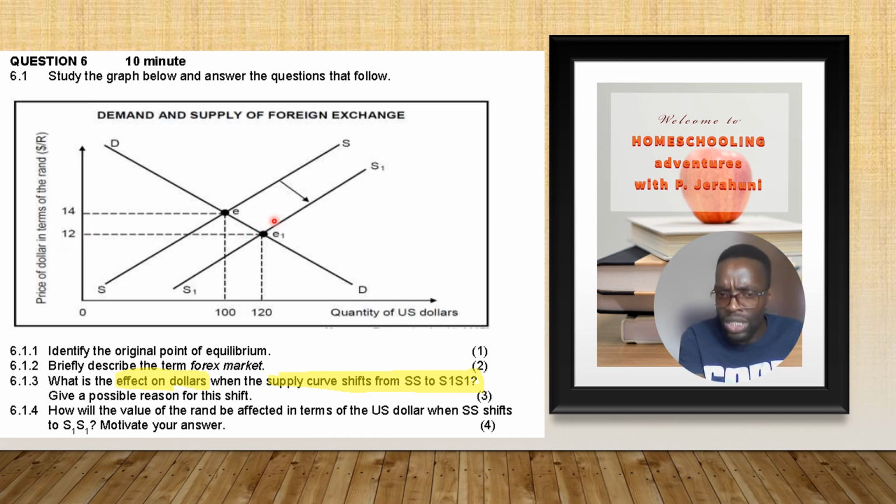Because we have increased the quantity of US dollars available on the foreign exchange market, it now means that the US dollar is now worth less. Why are we saying the US dollar is now worth less? It's now worth less because now we need 12 rands to get that same unit of the US dollar. Why has that been so?